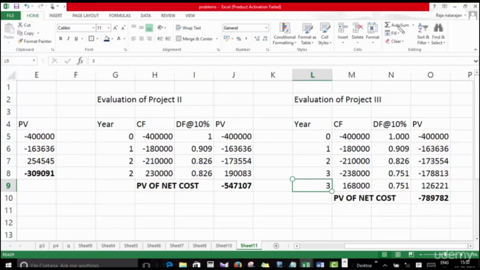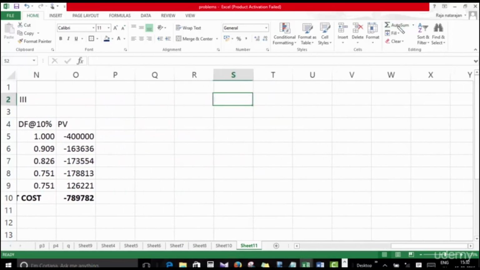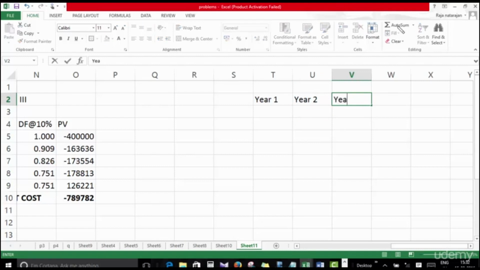And here, if you notice, all these projects, they have not given you the cash inflows. We are generally talking about the cash outflows and the salvage value. So how does the decision have to be taken? What we have to do is compare the present value of net cost in all the 3 projects. Let's do that. Let me capture all the projects. If it is project 1, we'll be disposing at the end of year 1. If it is project 2, we'll dispose at the end of year 2. If it is project 3, we'll dispose at the end of year 3.